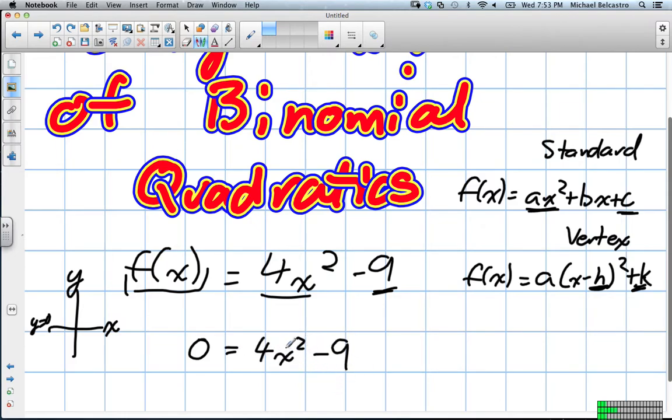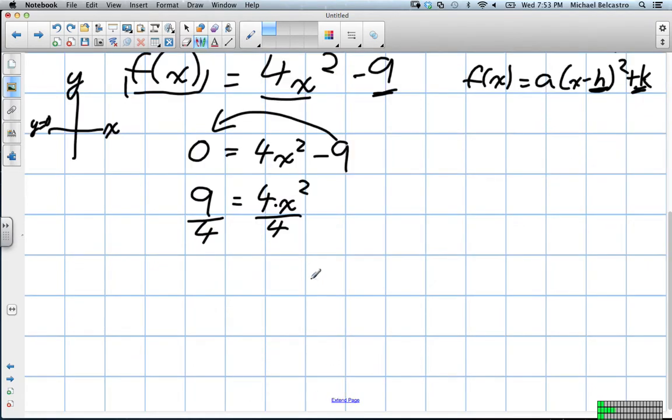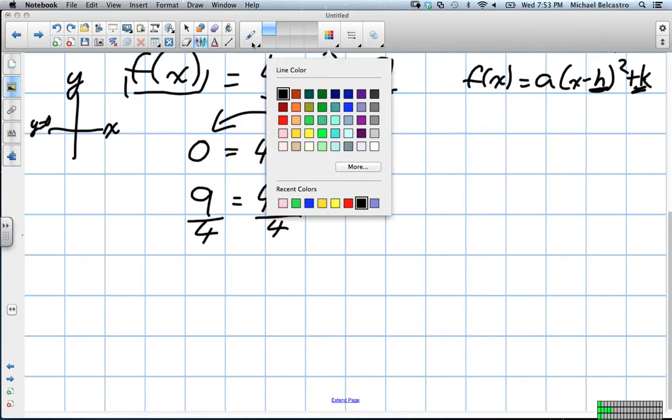I want to get x squared by itself. When I move 9 to the other side, what am I going to get? 9 is equal to 4x squared. I need to get x squared by itself, so how do I move the 4? We divide both sides by 4, because this is 4 times x squared. We're trying to get x by itself. That's our goal right now.